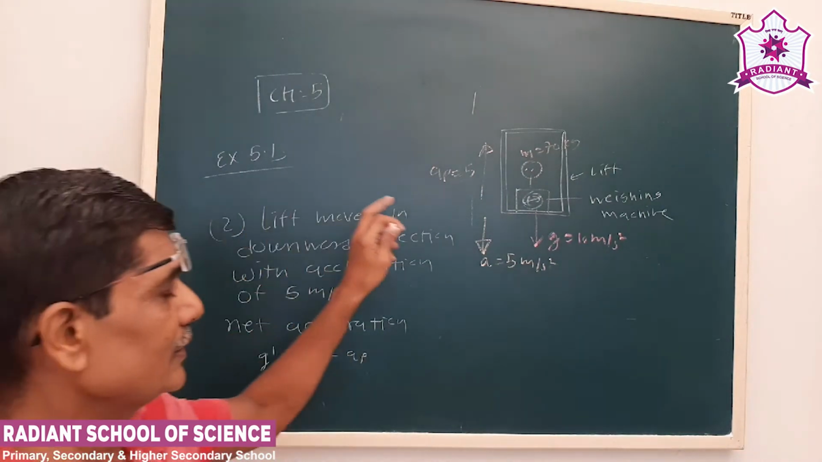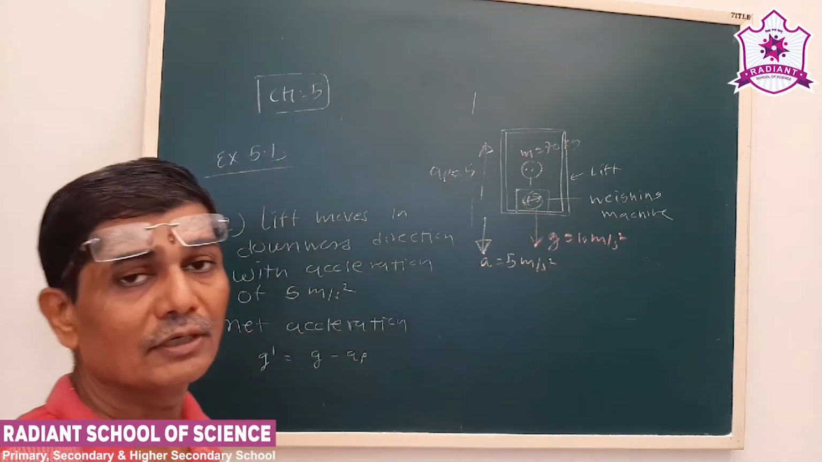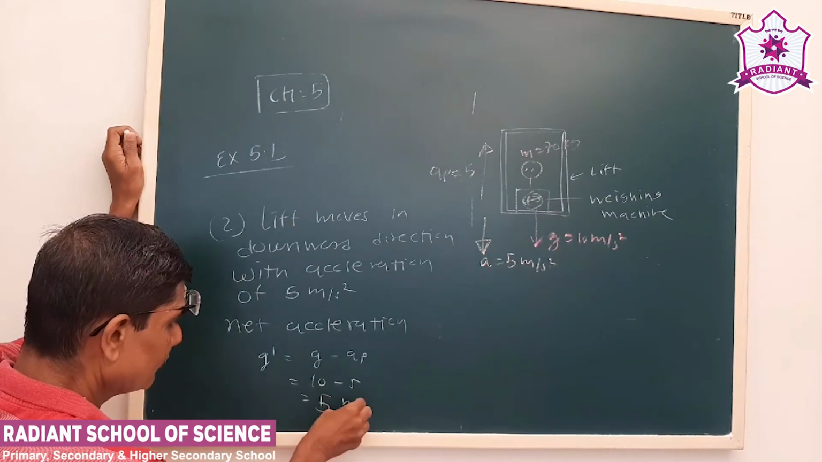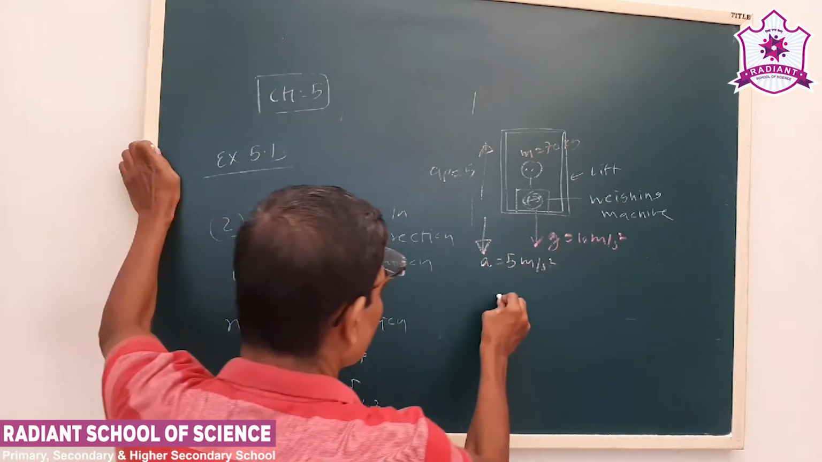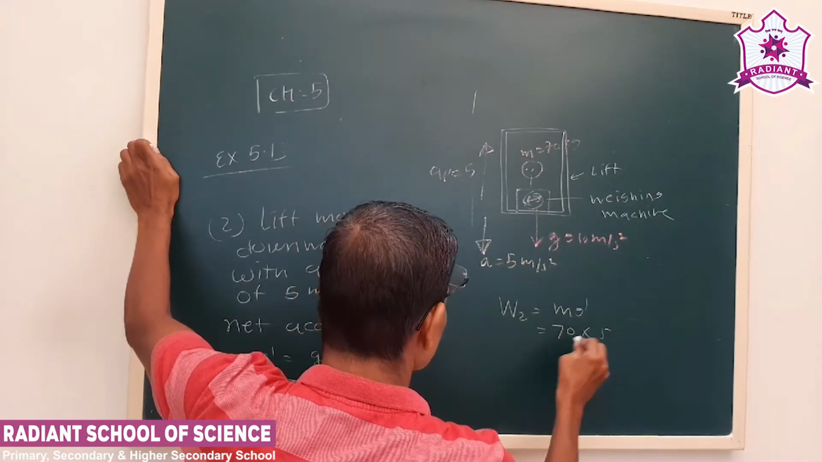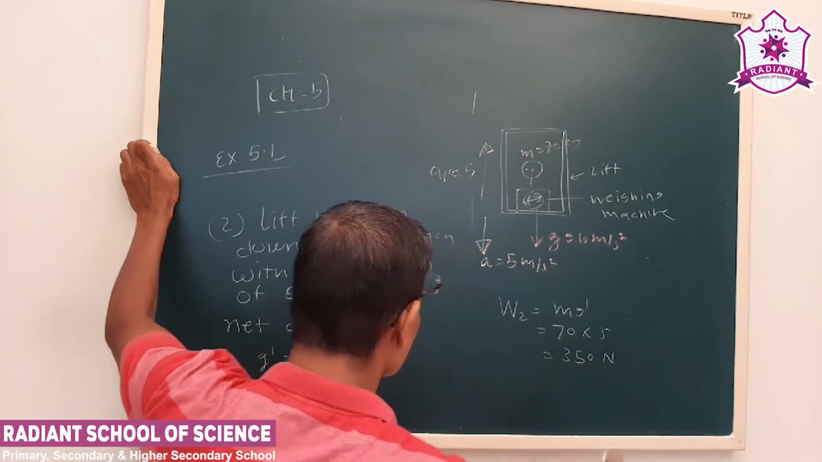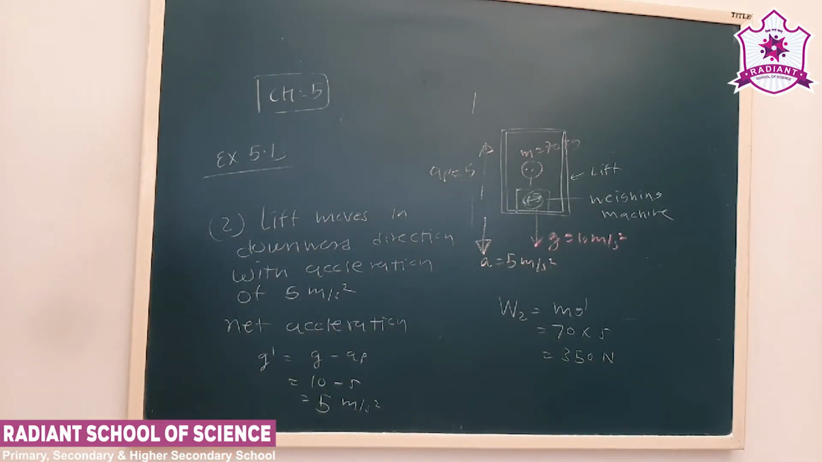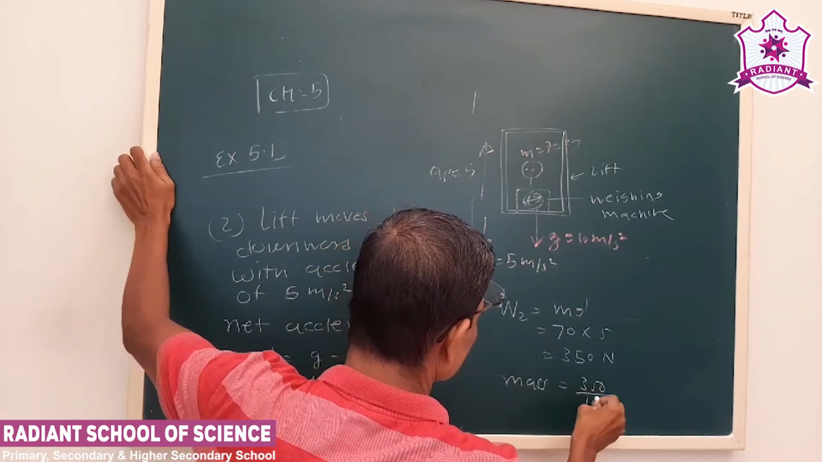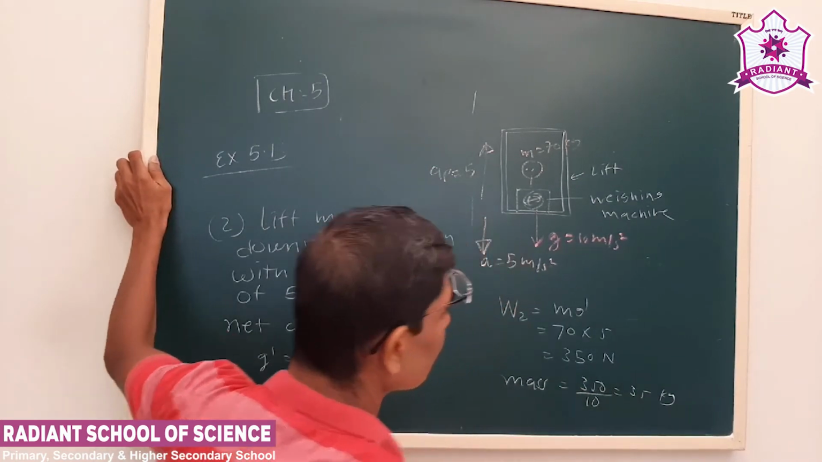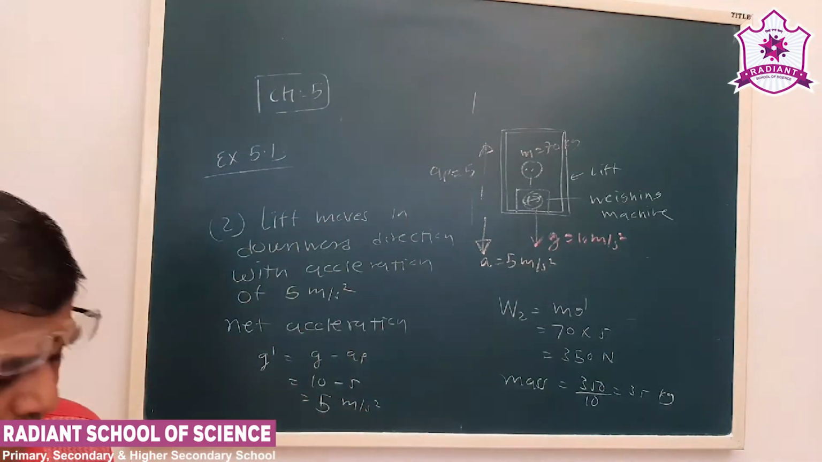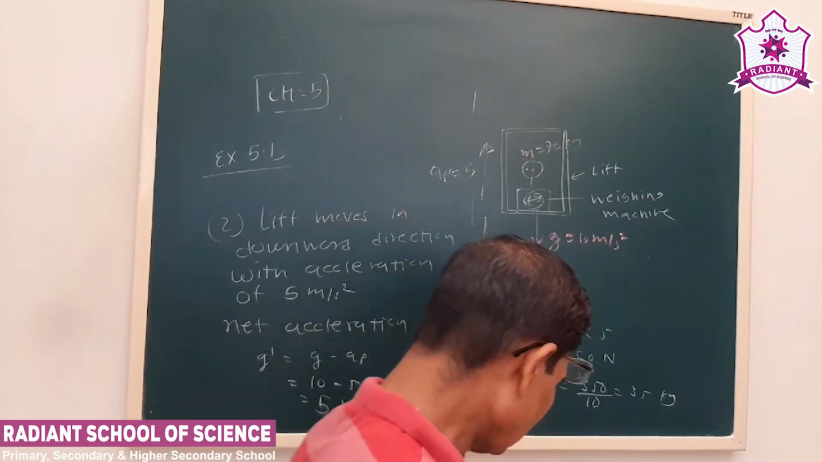See in the diagram, g and AP are in opposite directions. 10 minus 5 is 5 meter per second square. See, the weight recorded is m into g dash, that is 350 Newton. Also the mass recorded will be this. Why? mg is the force, so if I divide by g, I will get the mass.